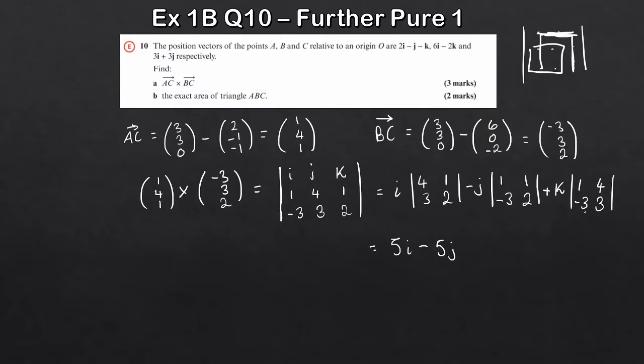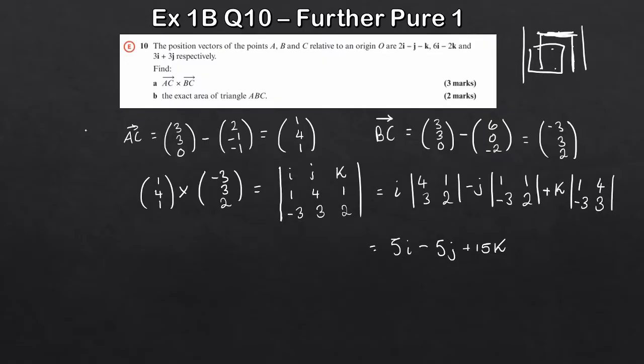And then my final term here, 3 times 1, that's 3, minus 12, minus 3 times 4 is minus 12. That's going to be plus 15, because the full bit is positive, plus 15k. Okay. And there we have it. So that's AC crossed with BC.